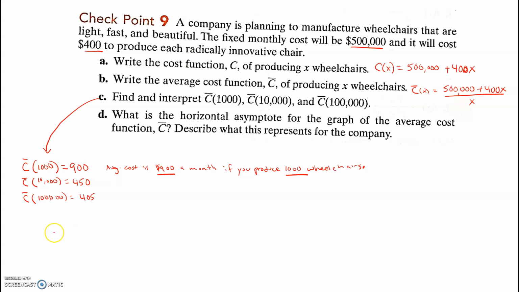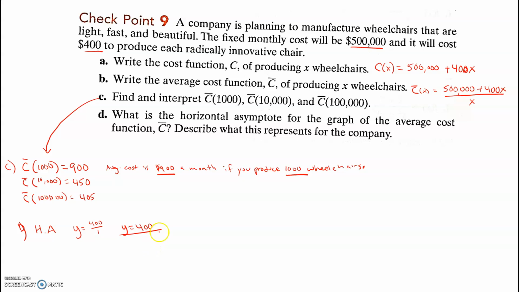All right, let's move on to part D. So that was C, sorry. Let's move on to part D. What is the horizontal asymptote for the graph? So here's our function. Notice the degrees are the same. So our horizontal asymptote is y equals 400 over 1, our coefficients. So y equals 400.